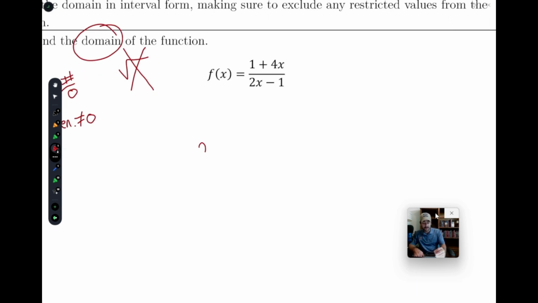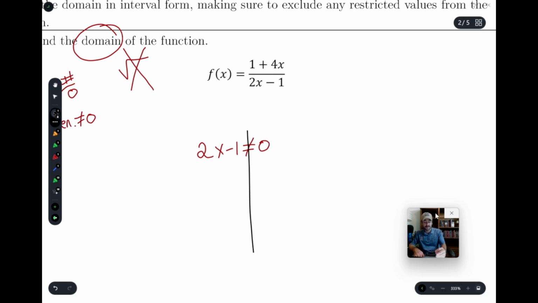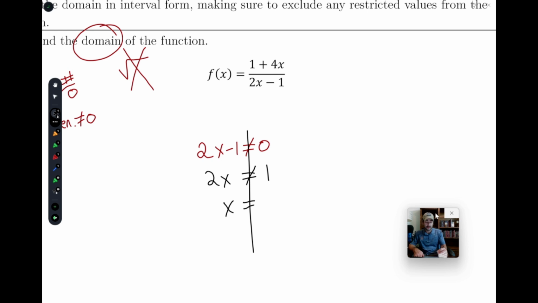So I'm going to take the denominator. I'm going to say that denominator cannot be 0. And then we're just going to solve the way we've already learned to solve linear functions. We're going to end up with 2x should not be, or cannot be, 1, which means that x cannot be 1 over 2. And from there, we have to do a little bit of thinking to apply this.